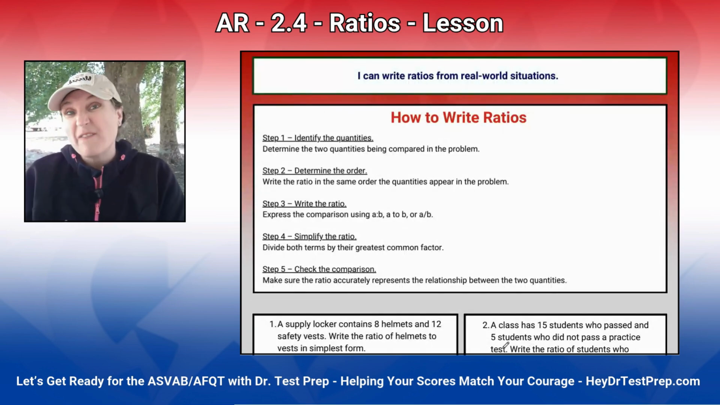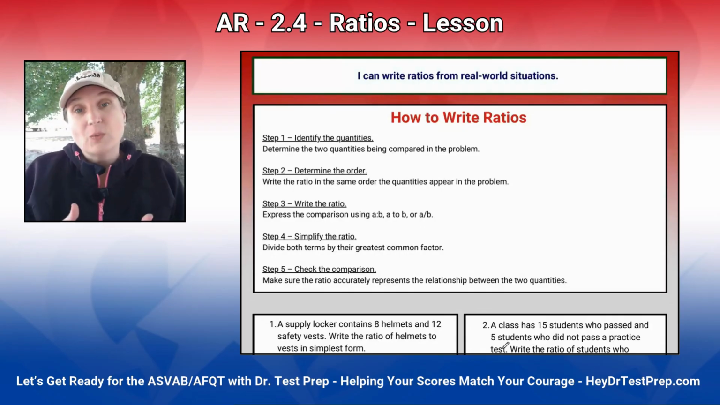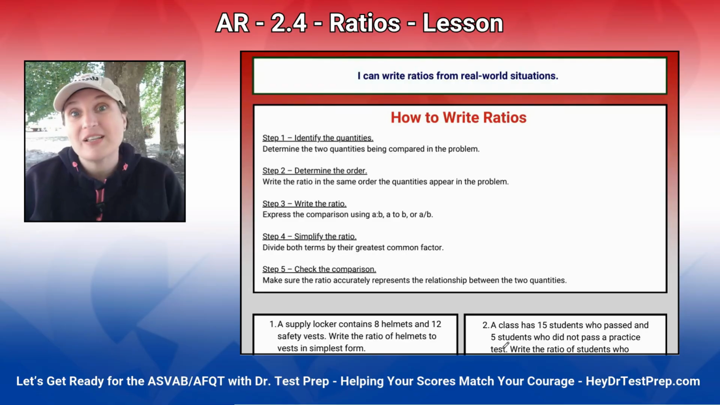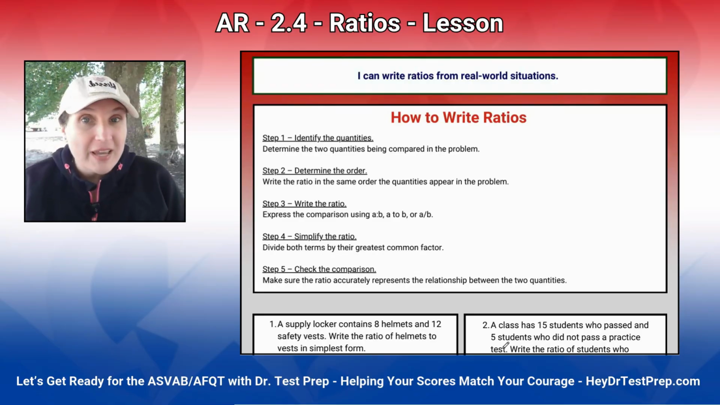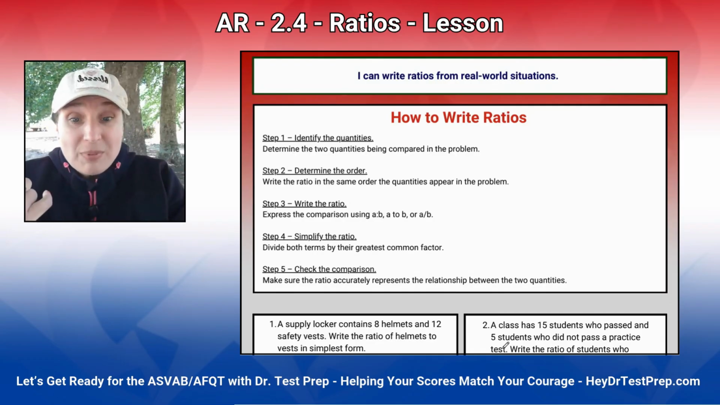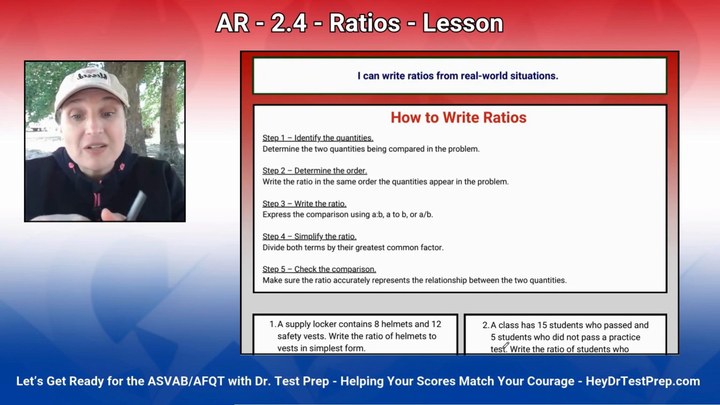A ratio is a fancy way to say fraction, which technically isn't true, because fraction is a quicker way to say ratio. A ratio is the comparison of two numbers. That's where the whole idea of rational numbers came about. You probably remember this from 7th grade; I also teach it in 9th grade. So how do we write ratios? We do it by looking at the quantities in the problem, determining what the order is, writing what the comparisons are, simplifying the ratio, and then checking the comparison.